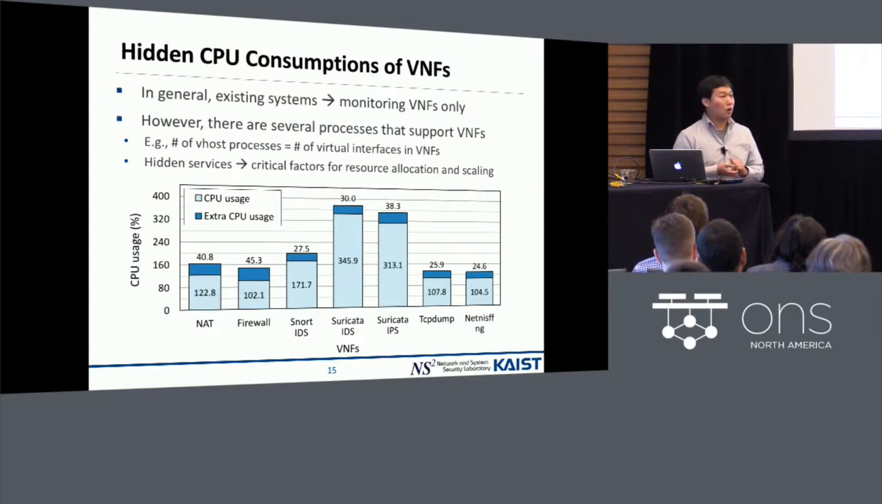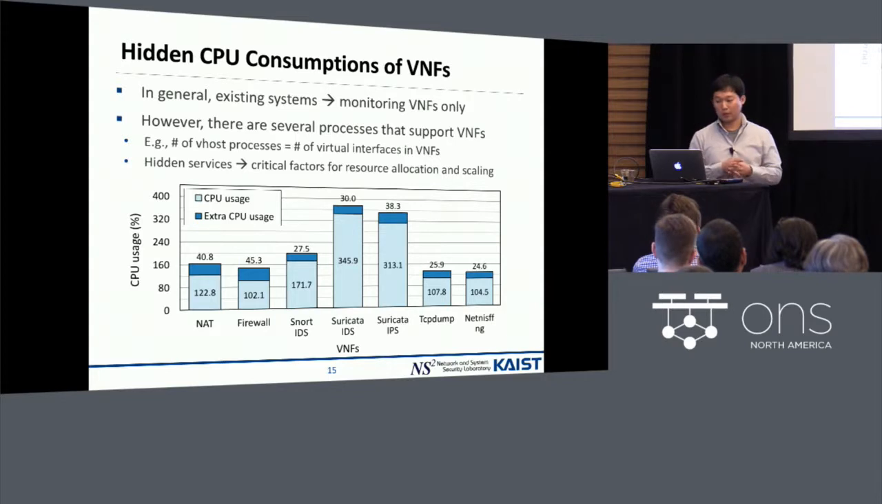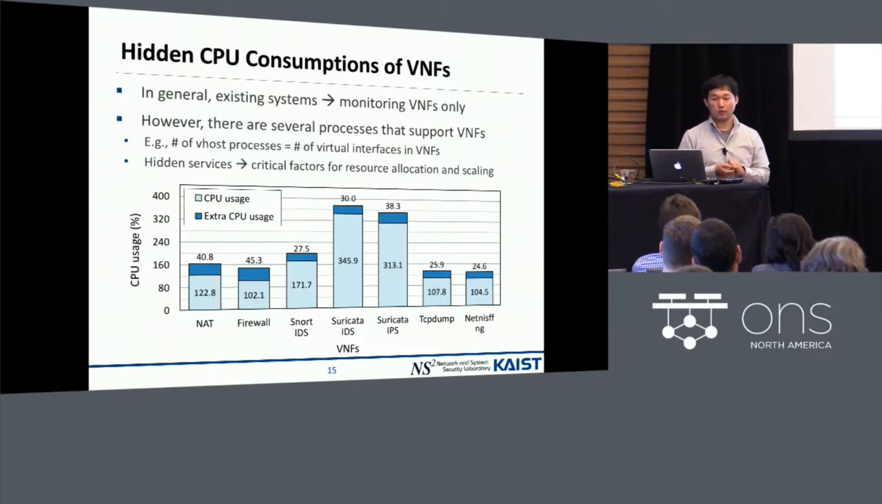At this point, while each extra CPU usage might be lower than the original CPU usage, the cumulated extra CPU usages for all VNFs could be higher than a single VNF's CPU usage. So those can be critical factors in terms of resource allocation or auto-scaling.